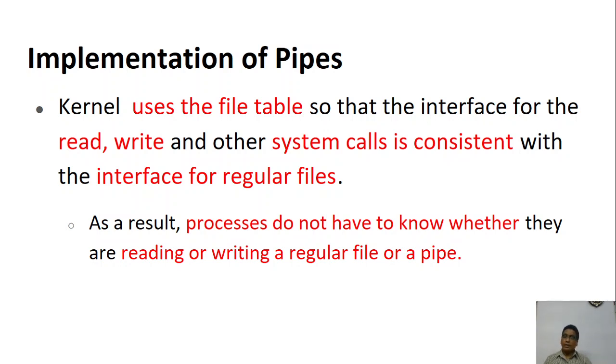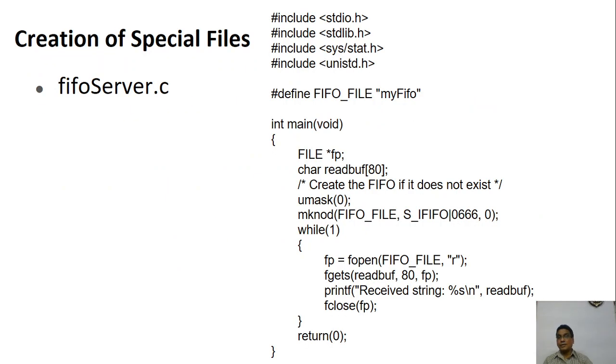The reason why this is done is to have consistency between everything. So even though it is a pipe, which helps the two processes to interact with each other, when we write the code, using a pipe is similar to using a file. So we don't need to do any special task in order to use a pipe.